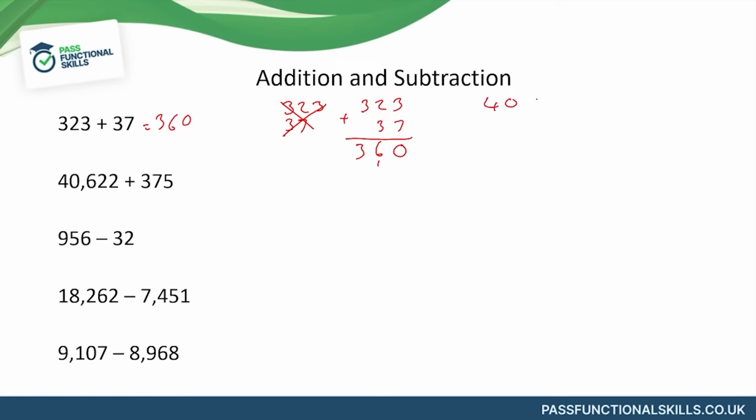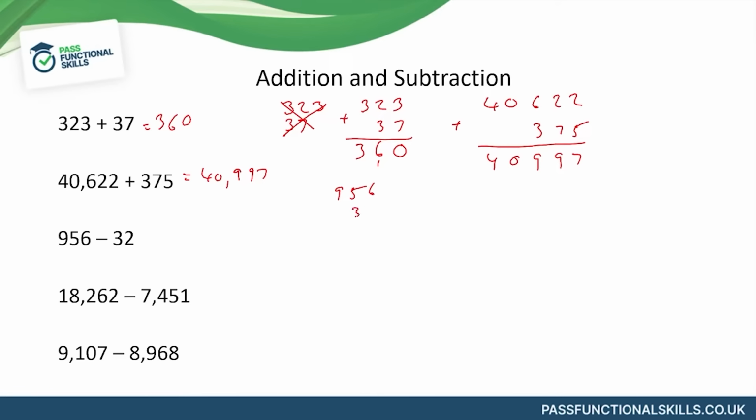Let's look at the next example. 46 to 2, and again make sure everything is lined up on the right hand side. Starting on the right hand side, 2 plus 5 is 7, 2 plus 7 is 9, 6 plus 3 is 9, 0, 4. So that comes to 40,997.